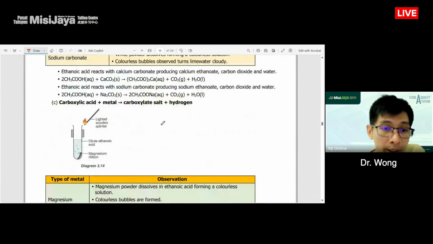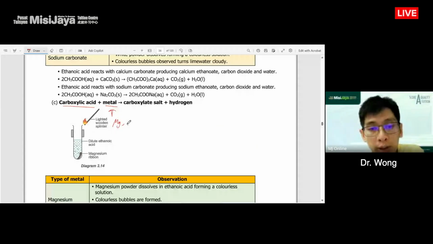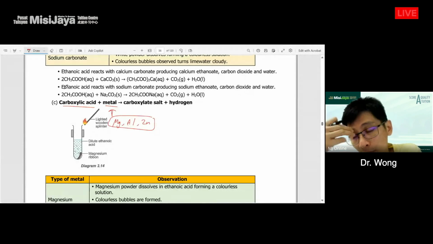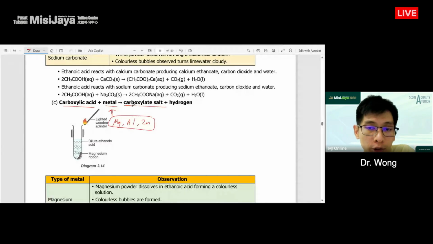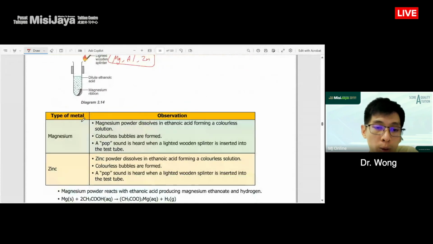So, and one more reaction is carboxylic acid with metal. This is referred to reactive metal. Remember to use aluminum, zinc, and magnesium. Only we can do this, okay? Because if you use copper, maybe the reaction will not happen, especially for ethanoic acid. So therefore, in that case, maybe we have to use hot acid. Only then the reaction can happen. So here we also will form the salt plus hydrogen gas, when we test with a lighted wooden splinter, which will give us a pop sound, okay?